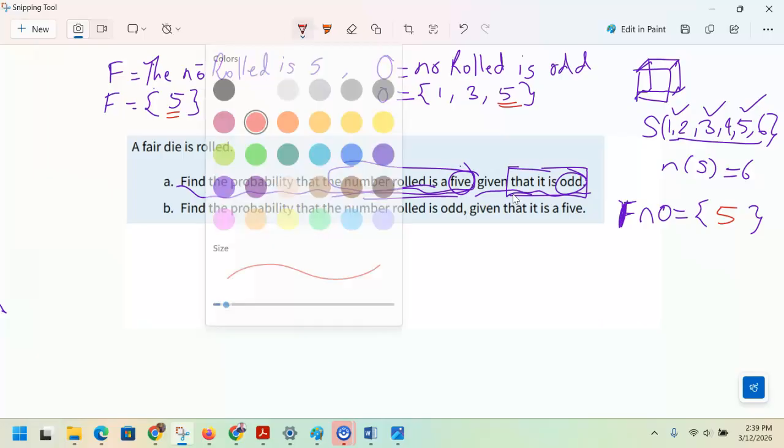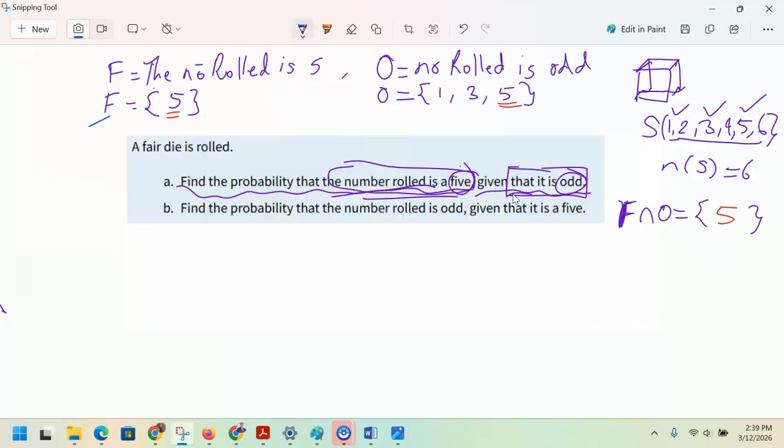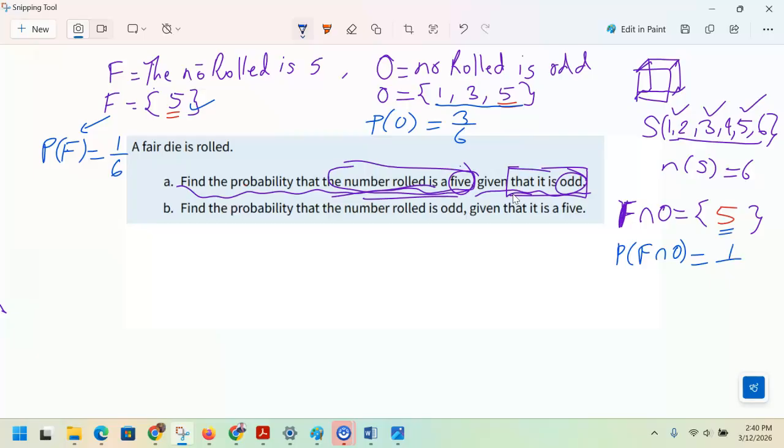Now we will also write each probability separately. The probability that a 5 shows up: there is only one, so it is 1 out of all possible 6. The probability that an odd number shows up: there are three of them, 1, 3, 5, so it is 3 out of 6. And the probability of F and O: again there is only one, so 1 out of 6.